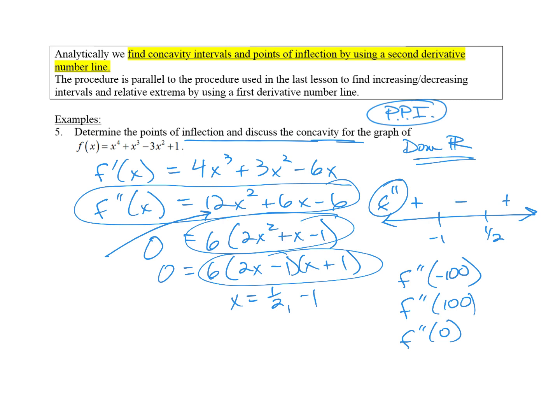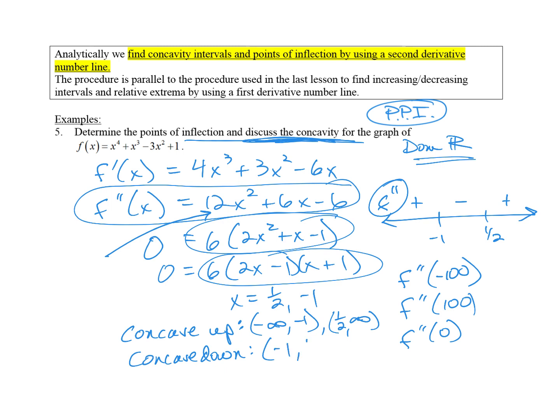So there we go. We have our concavity. So we're supposed to discuss the concavity. That means just say where it's concave up and concave down. So concave up from -infinity to -1, and then again from 1/2 to infinity. And concave down from -1 to 1/2. There's our discussion of the concavity.